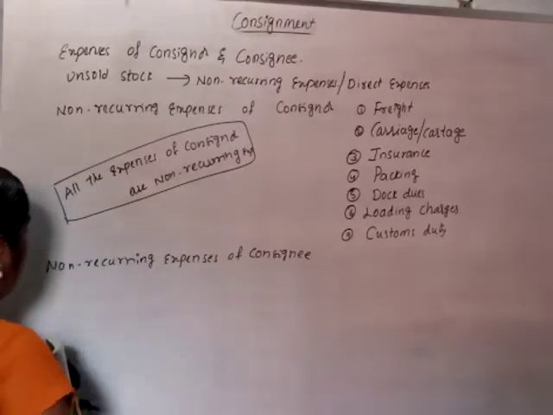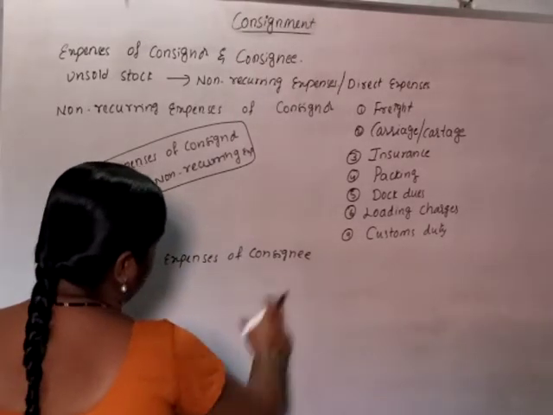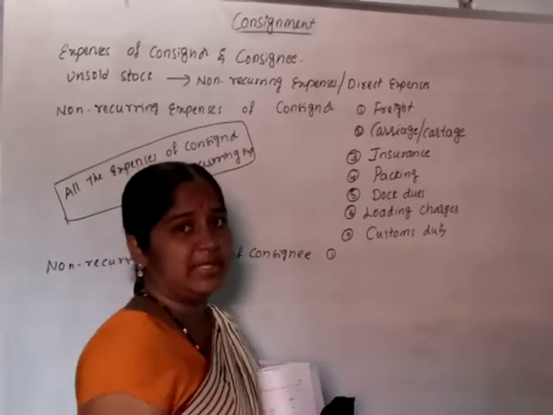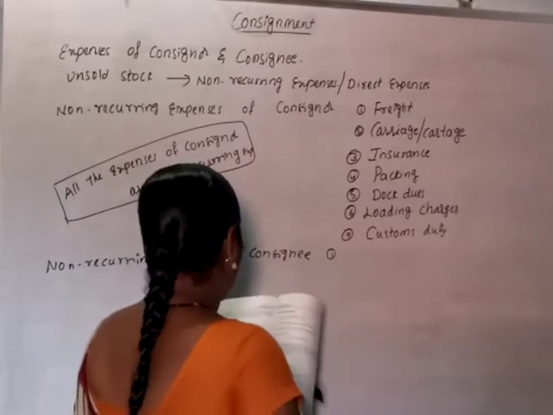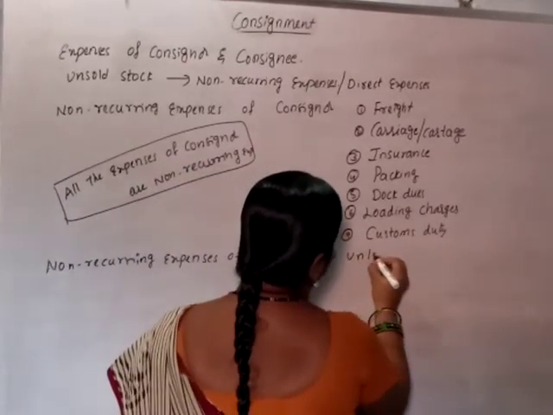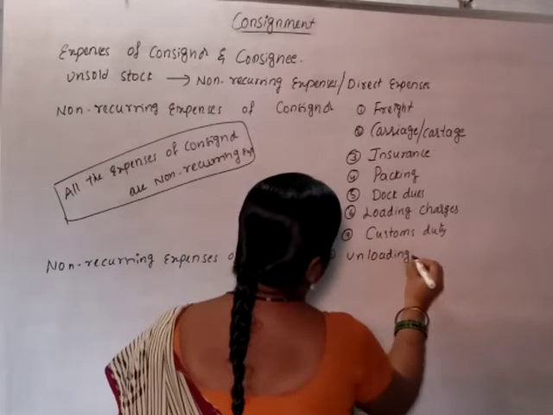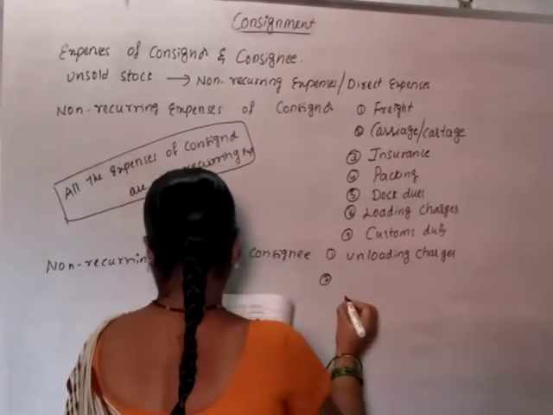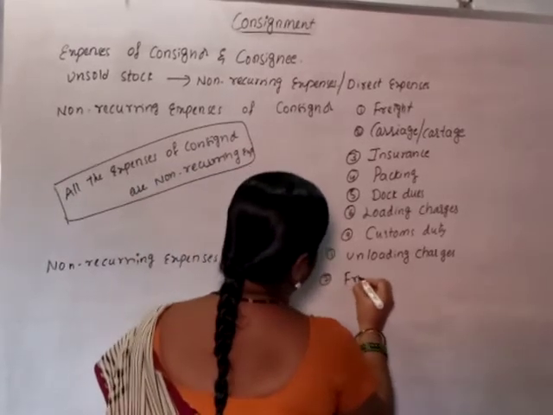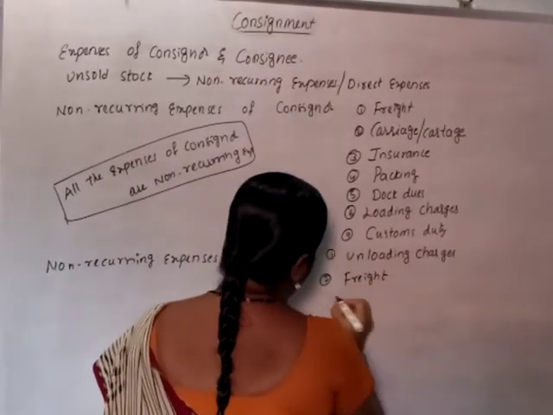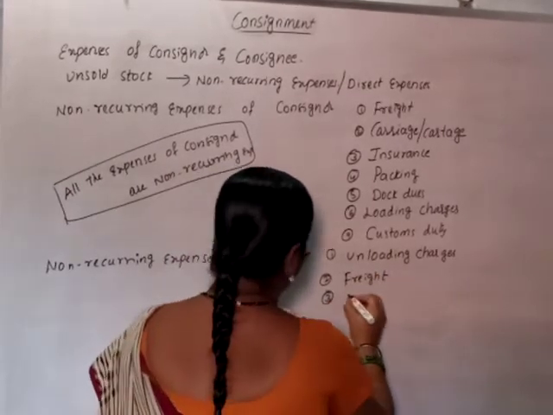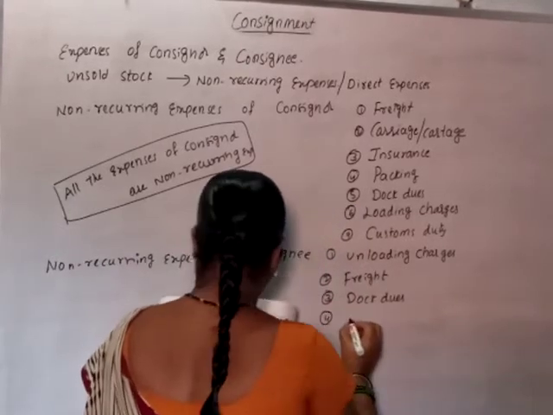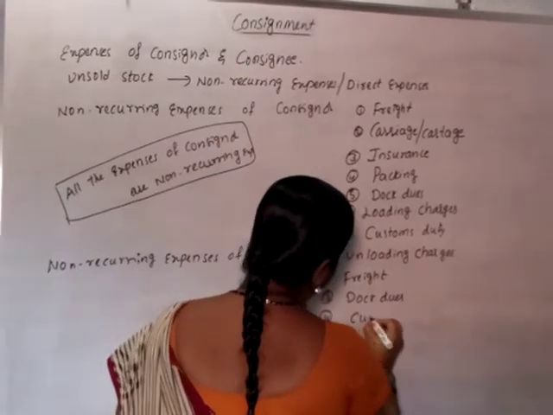Next, non-recurring expenses of the consignee. From here, you must remember compulsorily. What are they? First one is unloading charges, and second one is freight. Here also it is the same type of expenditure. Third one, dock dues. Some expenses are the same, related and repeated. And the next one is customs duty.